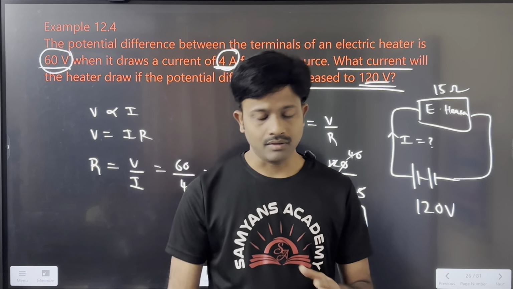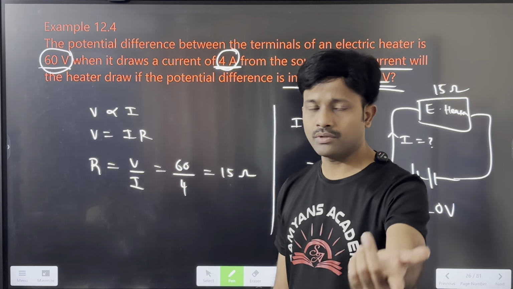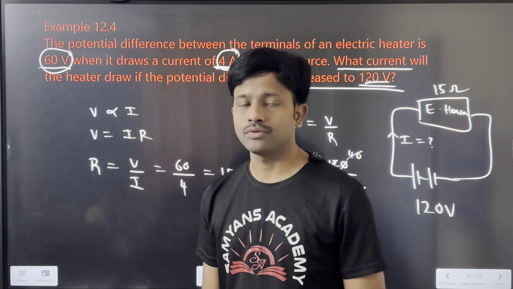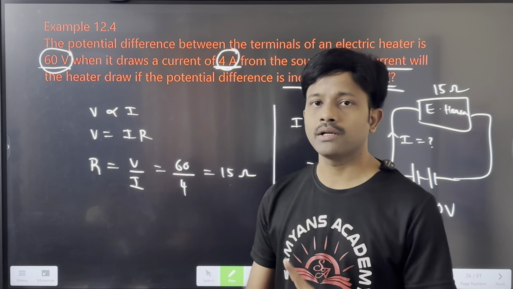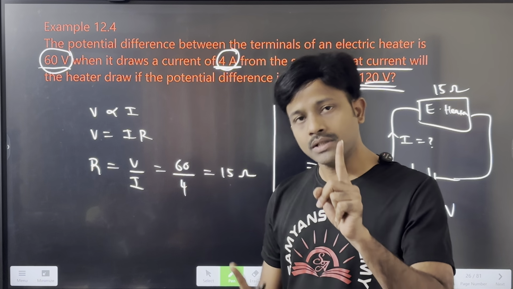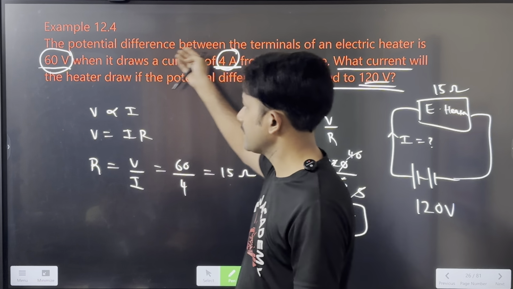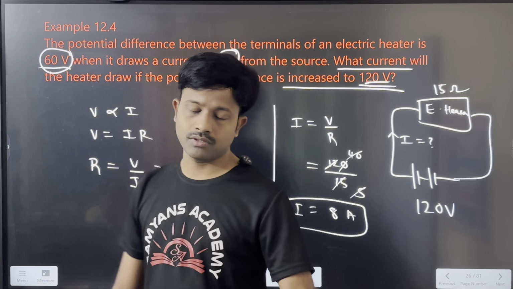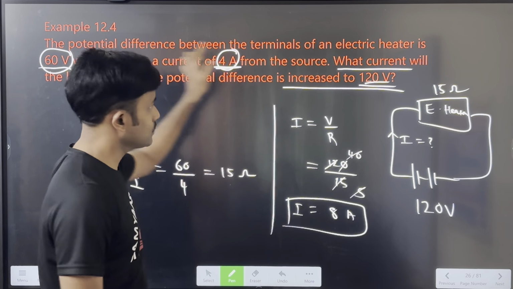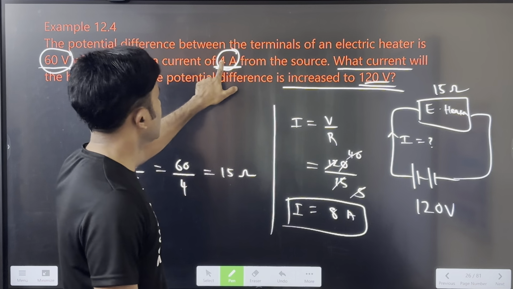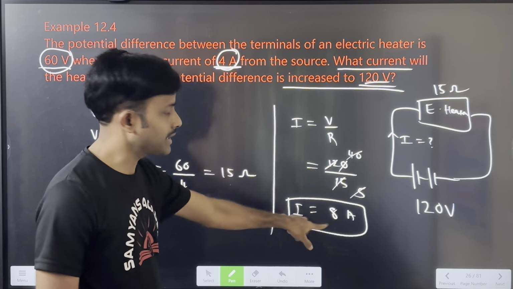Simply we can assume that when voltage increases to 2 times, current value also increases to 2 times, and voltage and current are both related to each other. When voltage increases, current value also increases. Voltage increases from 60 to 120, which means 2 times, so current value also increases from 4 to 8 amperes.